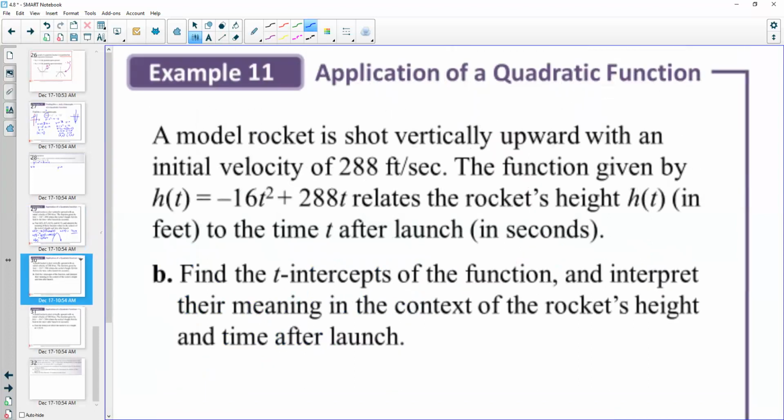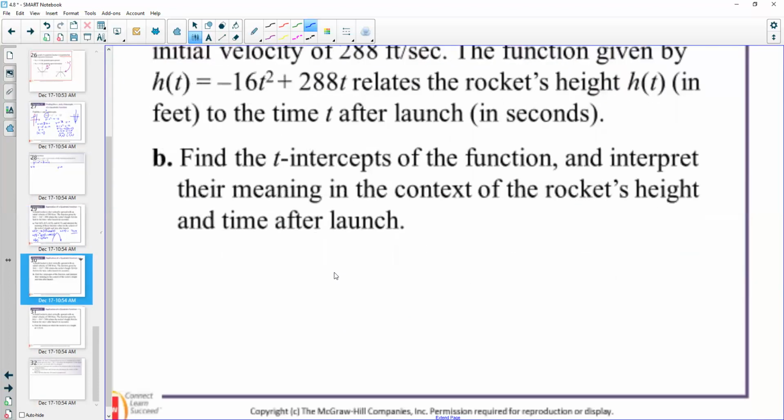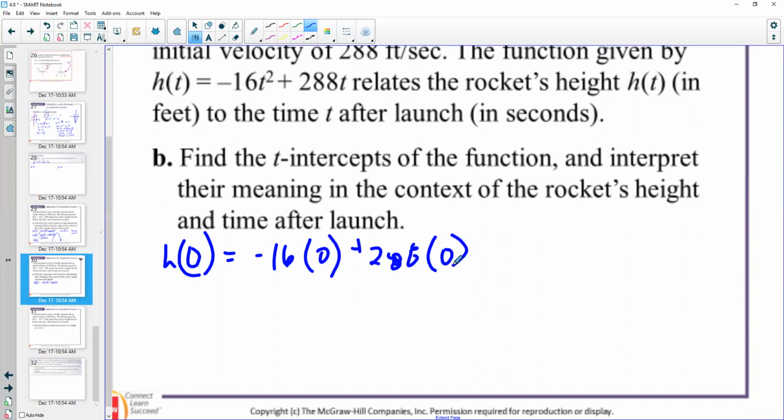Find the intercepts of the function and interpret them as time, okay? So we already found the vertical intercept, didn't we? We did h of 0. So we did negative 16 times 0 plus 288 times 0. That got us this point, right? If I fill in 0 for t, sorry, pardon me.